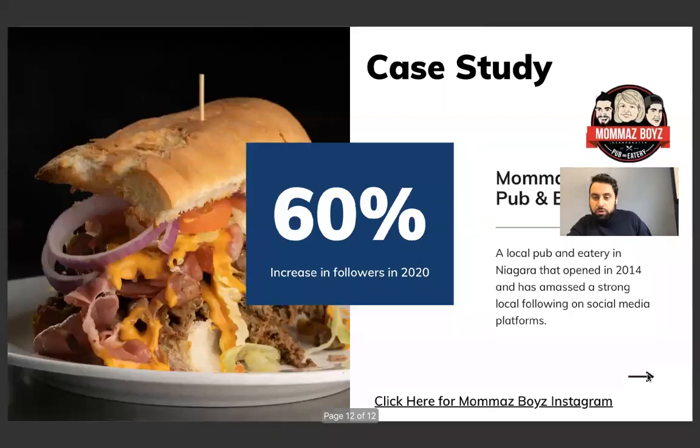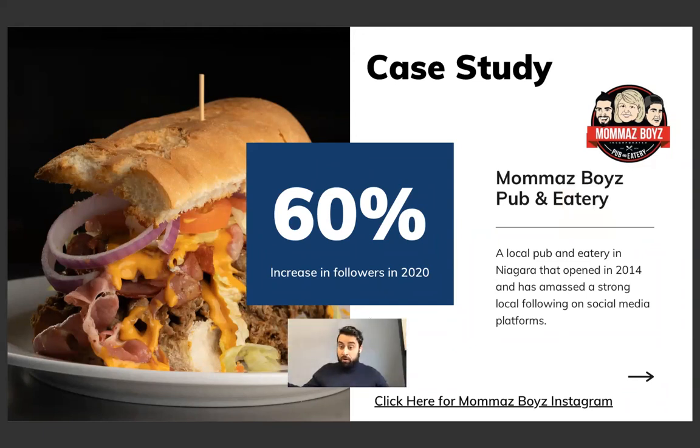Okay, we're wrapping up towards the end of the presentation here, so we're going to go through this case study. This is a client of ours. They are called Mama's Boys. They are located in Welland on First Avenue. If you haven't had the chance to check them out yet, if you're into great pub food, I would highly recommend, absolutely, for sure. We've been working with them since September of 2020, and we've had a 60% follower increase so far, since this present time in 2021.